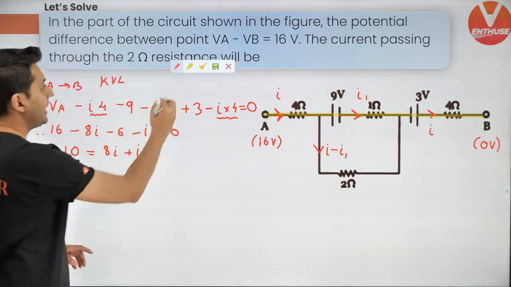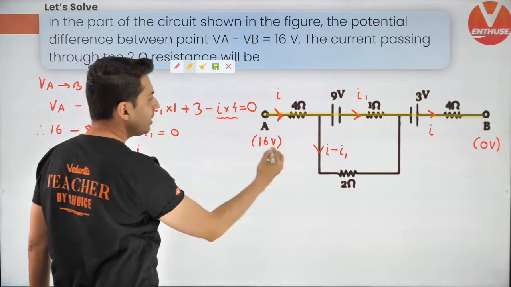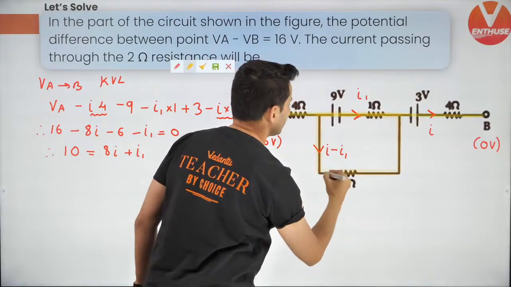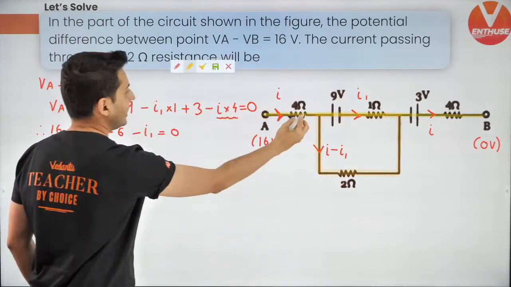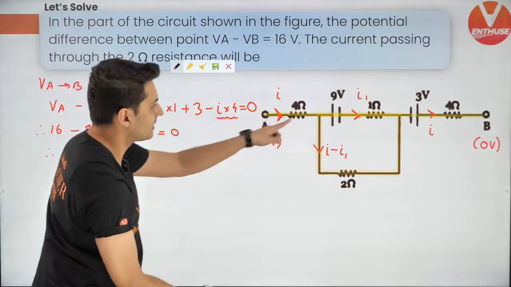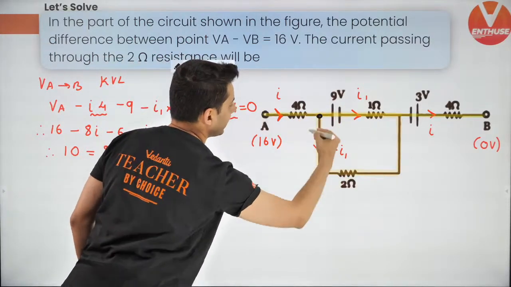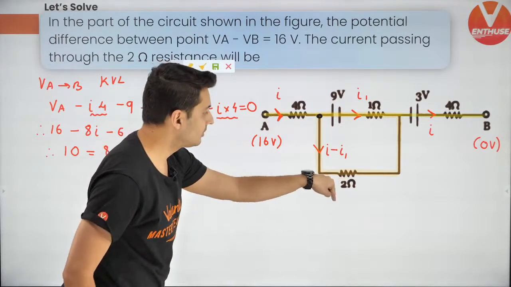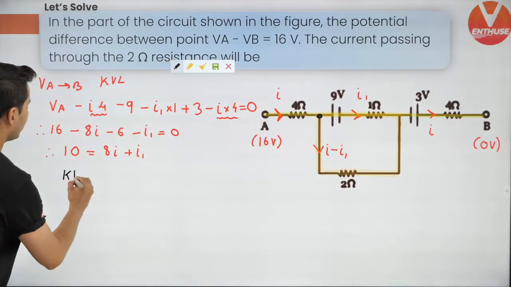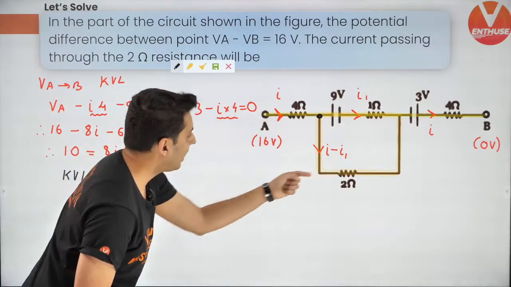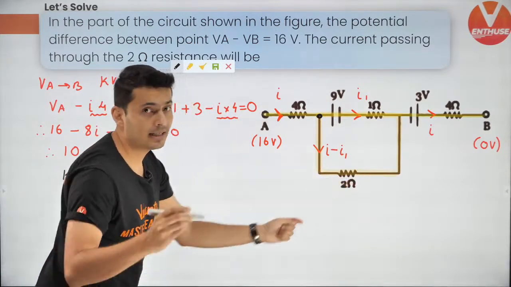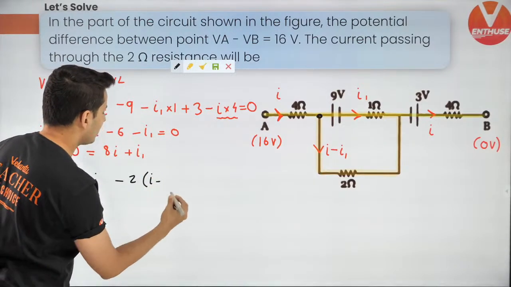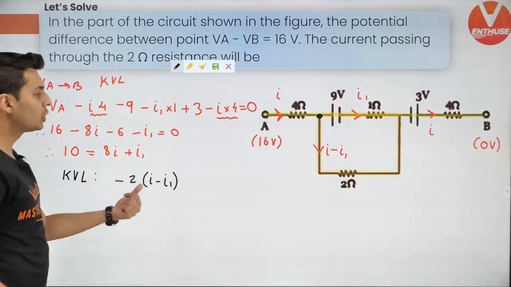Okay. Now, the next thing that we'll do is, we'll go like this in this loop. So see what will happen. Okay. So let's start from here and see what happens. I'll start from here and I will come back to the same point. From here to here, I just encounter this 2 ohm resistance. So again, if I apply KVL, let's see what do I get. Minus, because the voltage will drop in that resistor, minus this current into resistance. So minus I minus I1 into 2.